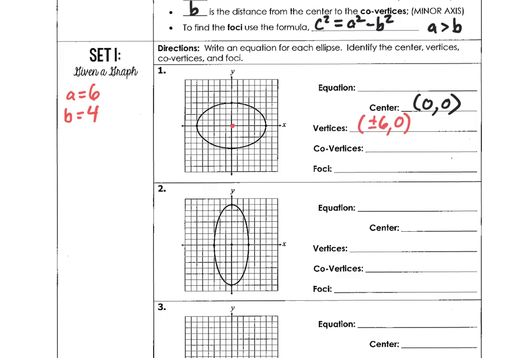You can write this as two separate ordered pairs if you want. To make it a little bit easier, I just write it as plus or minus 6, 0, but remember that's two different ordered pairs. That's 6, 0, which is right here, and that's negative 6, 0, which is right here. So those are the 2 points that are on the x-axis. And that's the longer axis. The co-vertices go up 4 and down 4. So that would be 0 and plus or minus 4.